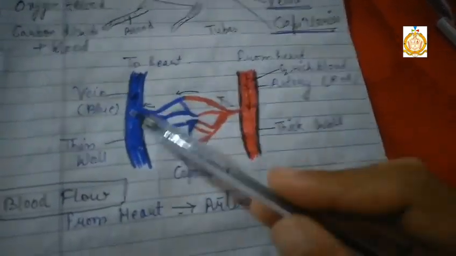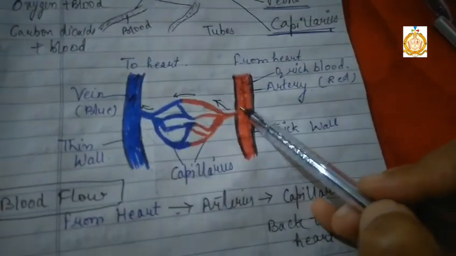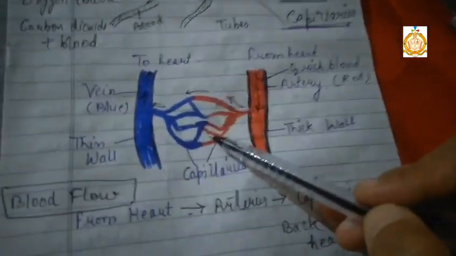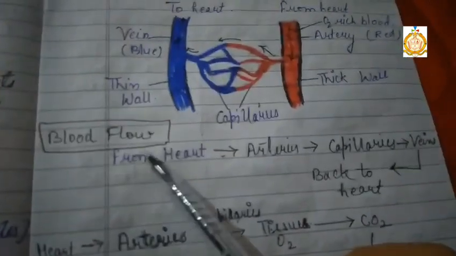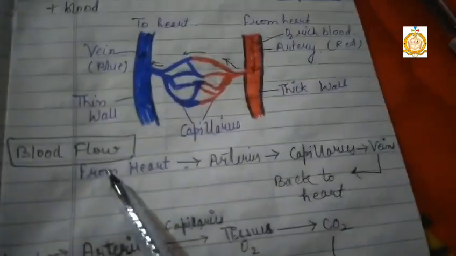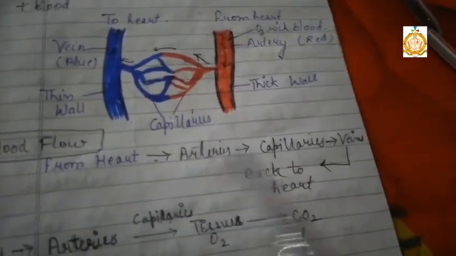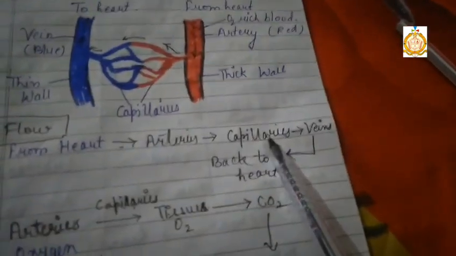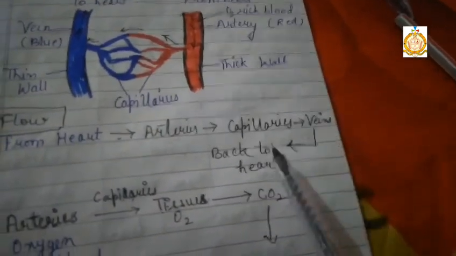Between the arteries and veins there is a network of capillaries. Now study how the blood flows. I already told you that from the heart the blood goes to the arteries, then from arteries to capillaries, from capillaries it passes into the veins, and from the veins it goes back to the heart.